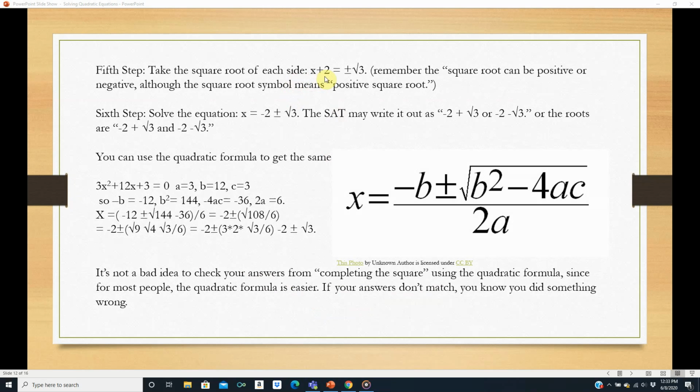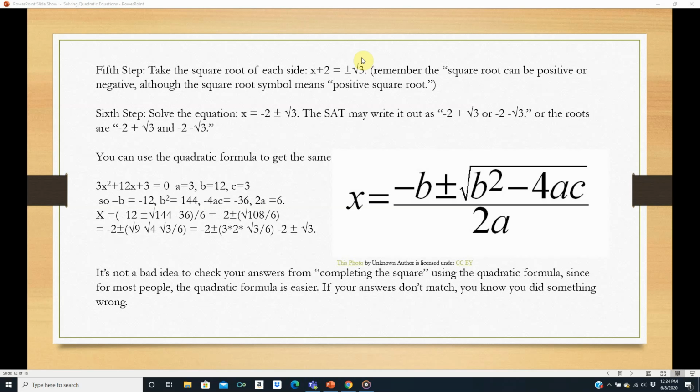So if you have x plus 2 squared, you just remove the parentheses and the squared symbol. If you wrote it out as x plus 2 times x plus 2, just cross one out. And it's going to be equal to plus or minus the square root of 3. Remember, the square root can be positive or negative, even though the square root symbol means the positive square root. Just if you have a number that when you square it gives you 3, just remember it could be square root of 3, it could also be negative square root of 3. And the sixth step is you just solve the equation x equals negative 2 plus or minus square root of 3, and you're done.